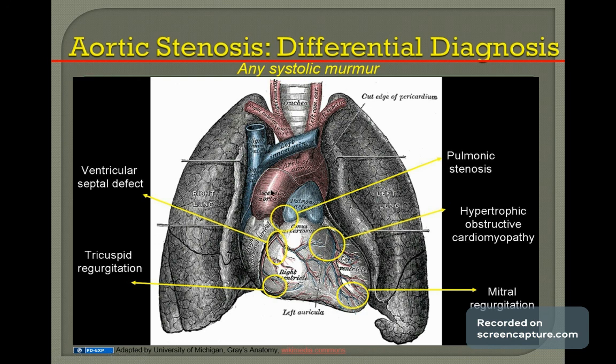All the chest is full of murmurs, most of them. It is difficult to differentiate which is the primary, which is the secondary, etc. A long discussion. I don't want to confuse the students and the postgraduates. Try to follow the basic principles of auscultation, timing, and other things, which I have already told.